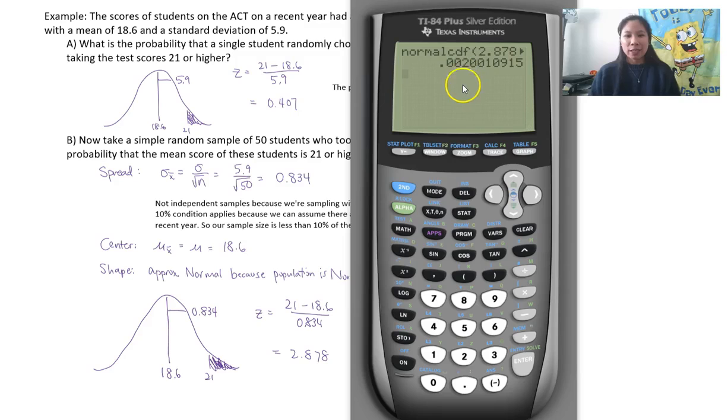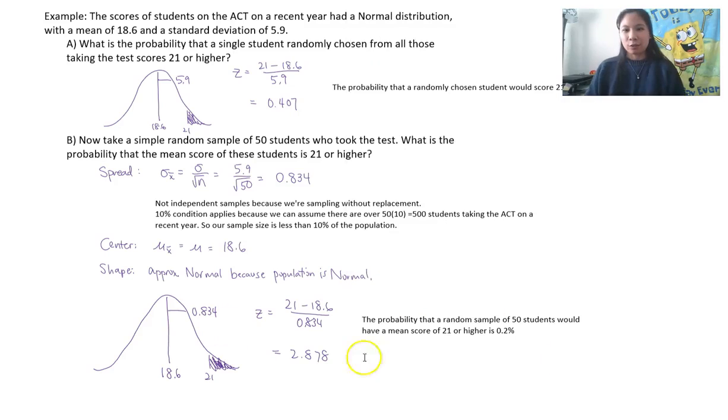So basically, if we're trying to pick a sample of 50 students, for that sample mean to be 21 or higher means that in that entire sample, you need a bunch of high-scoring students. Having that happen is a lot less likely because in a sample of students taking the ACT, you're going to have a mix of good and bad students. So getting a sample mean of 21 or higher is a lot harder to do. That's why it came out to such a low probability, 0.2%. All right, so of course we answer in words as well, and then that's it.